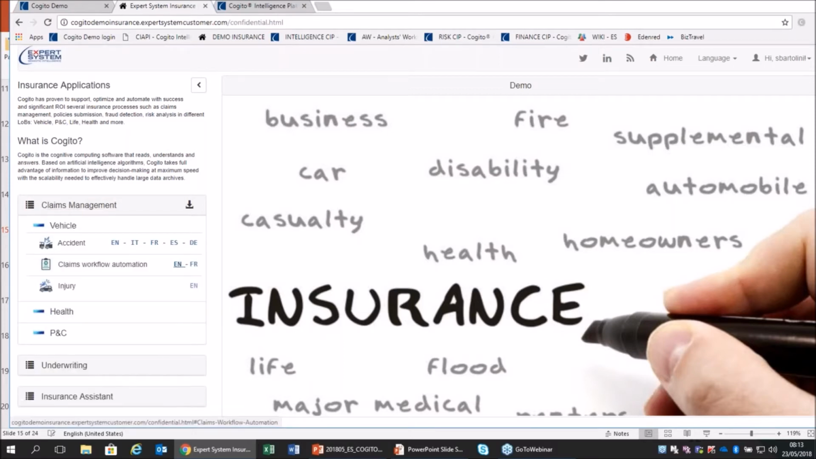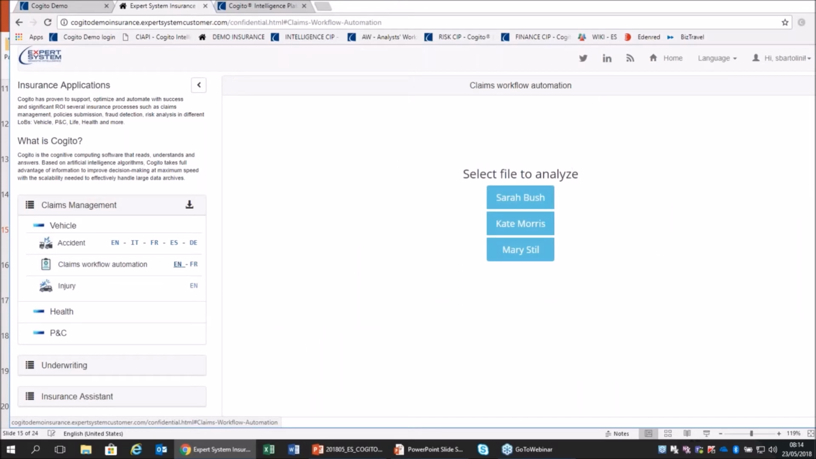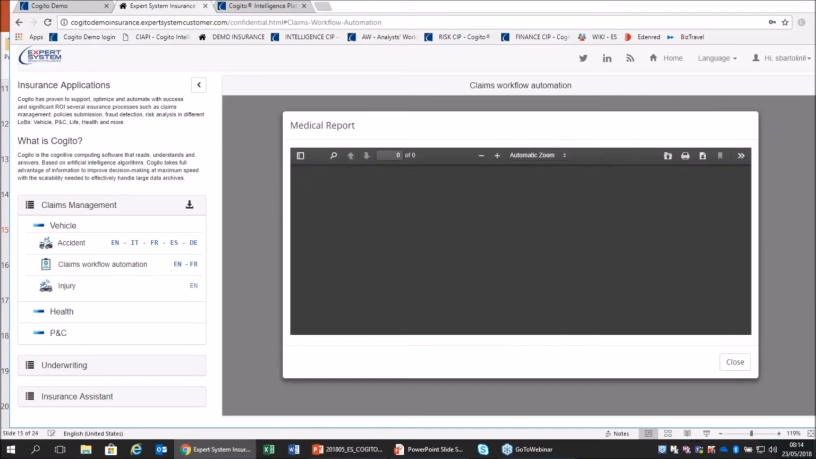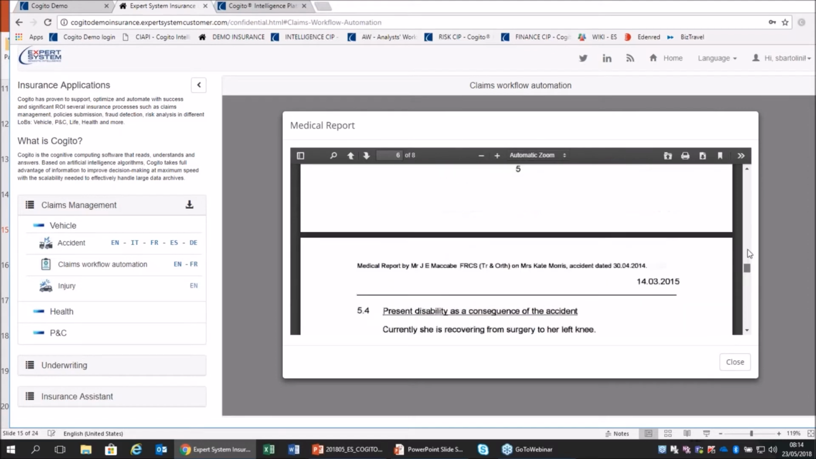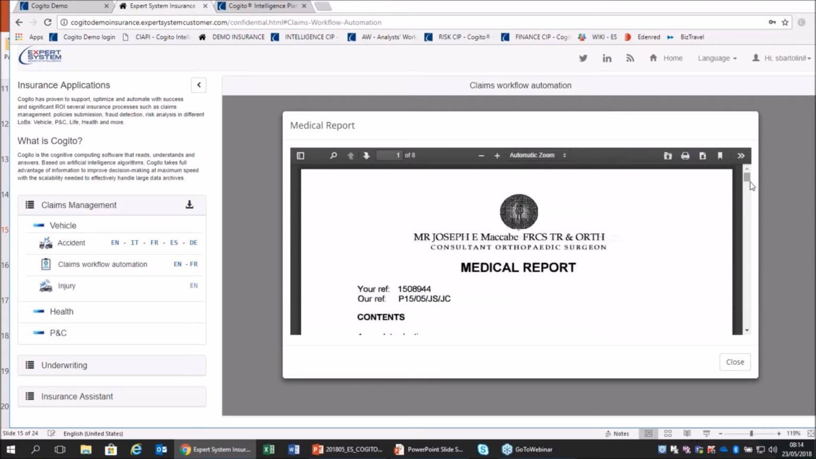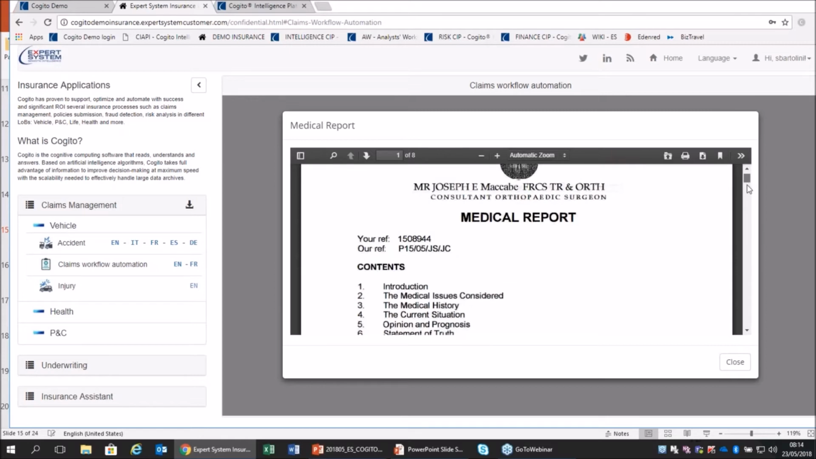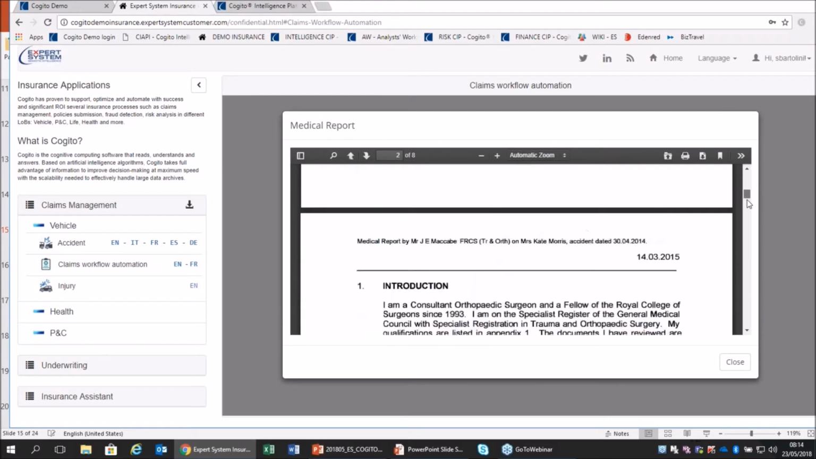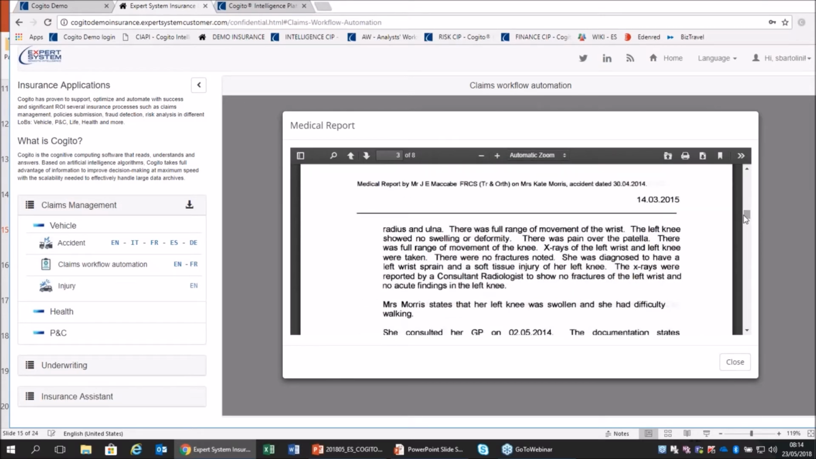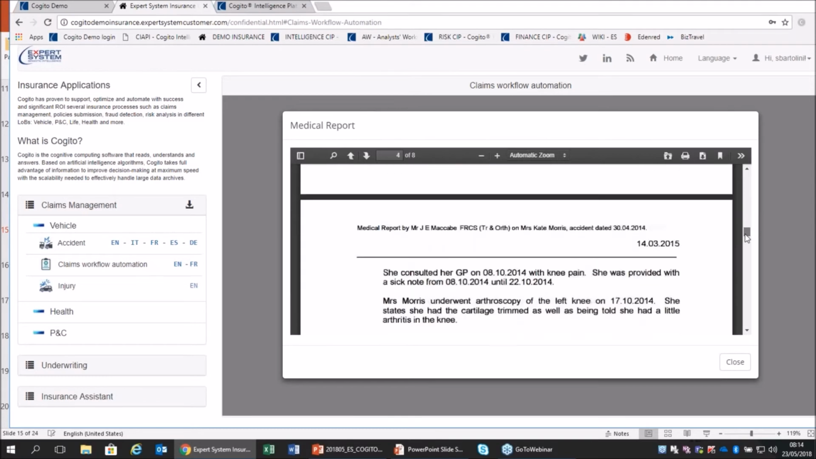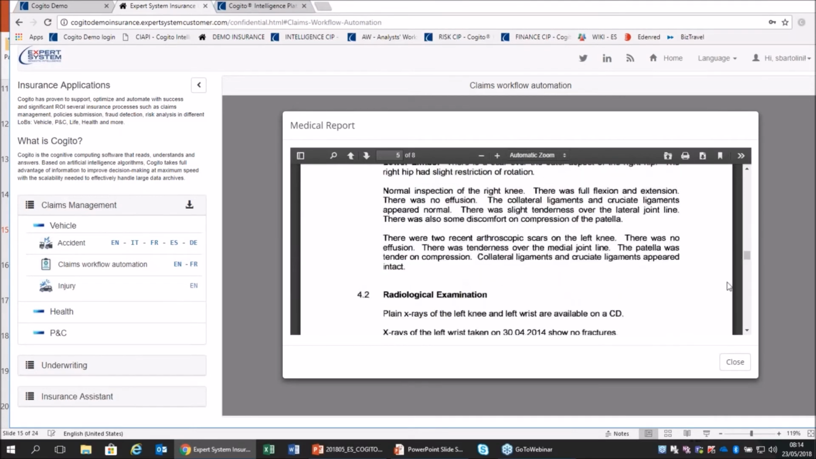But I want to show you a real case of a claim workflow automation. Suppose that we have Kate Morris, who wants to be reimbursed after an accident. Normally, if I'm an insurance company, I receive the medical report. The medical report is an unstructured text because we don't have a standard way to receive it, but it contains very important information. We need to extract the real information to decide for the price assessment.